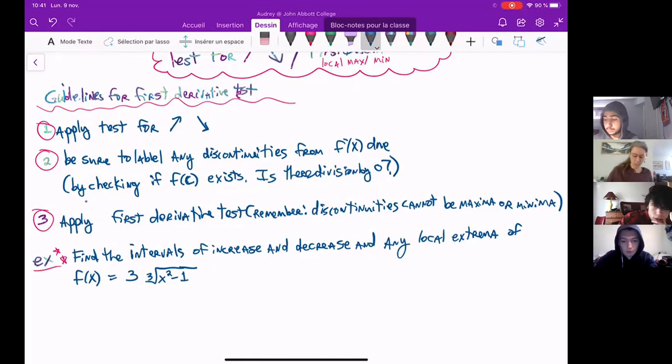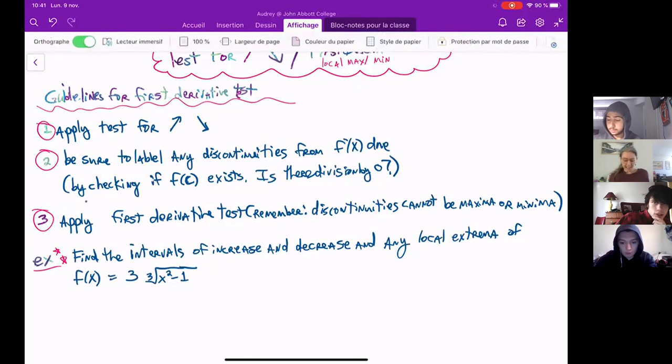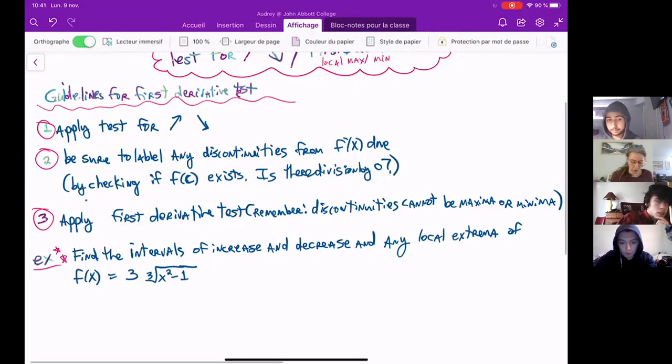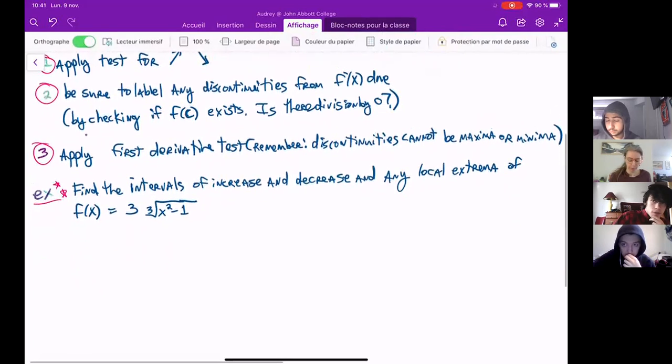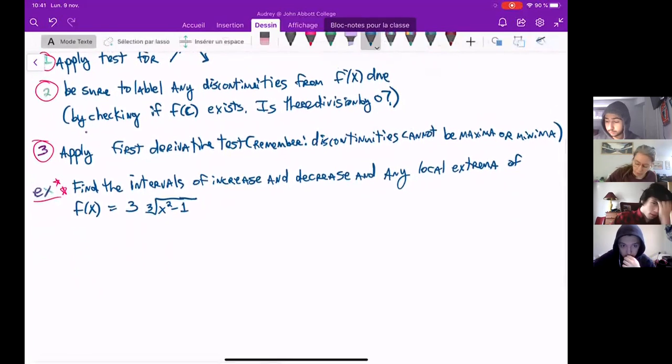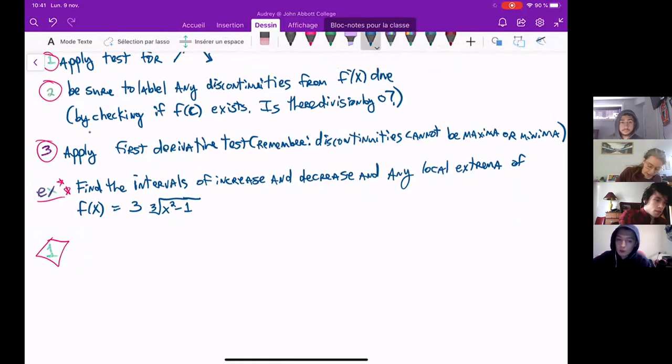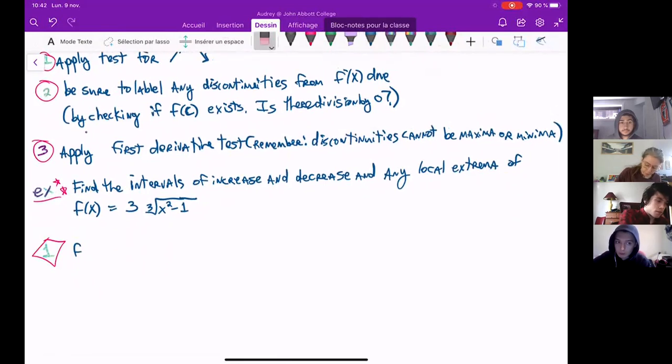Okay, all right, let's do this thing. So find the intervals of increase and decrease and any local extrema of f of x is equal to 3 times the cubed root of x squared minus 1, my bad. So our first step when we're applying the test for increasing and decreasing is to find the critical values. And to find critical values, we know that we need to find the derivative.